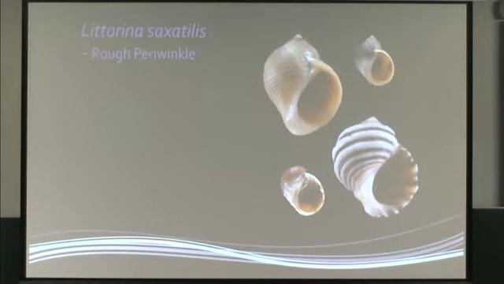So first I'm going to introduce you to my species. This is the small marine snail, Littorina saxatilis, known as the rough periwinkle. It's very common all over the North Atlantic. It lives on rocky shores, and the ones that we have here are from the Swedish west coast on the top and the Spanish Atlantic coast on the bottom.